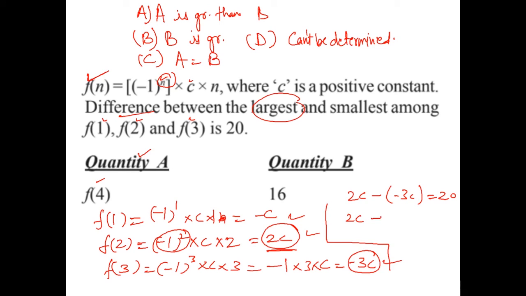So 2c plus 3c is equal to 20. So 5c is equal to 20, c is equal to 4. Alright, c is equal to 4. But what are we supposed to find out? We're supposed to find out f4.